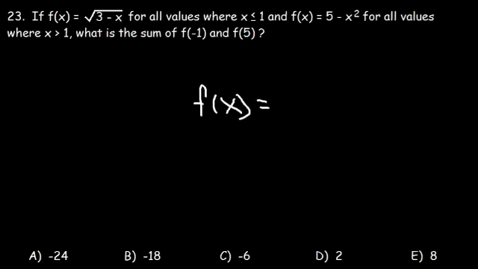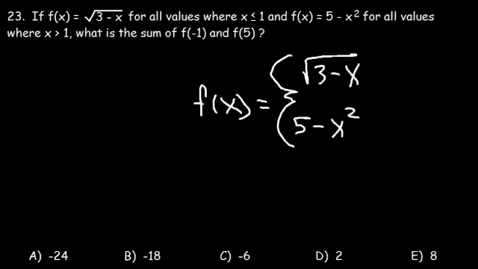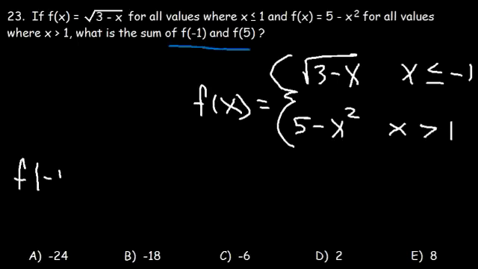It can equal the square root of 3 minus x, and it can equal 5 minus x squared, depending on the value of x. So the first equation is true when x is equal to or less than 1, and the second equation should be used when x is greater than 1. So the goal for this problem is to find the sum of these two function values. So let's start with f of negative 1. If we want to find out the value of f of negative 1, should we use the first equation or the second equation?